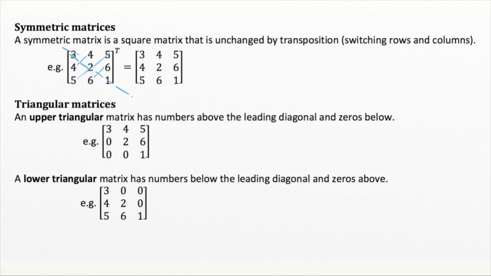A triangular matrix, there are 2 of them. An upper triangle one is where I have a leading diagonal, and then a triangle is formed in my upper section of it. A lower triangle, same thing, I have a leading diagonal and then I have a lower triangle that exists within it. And that's the end of those special matrices.